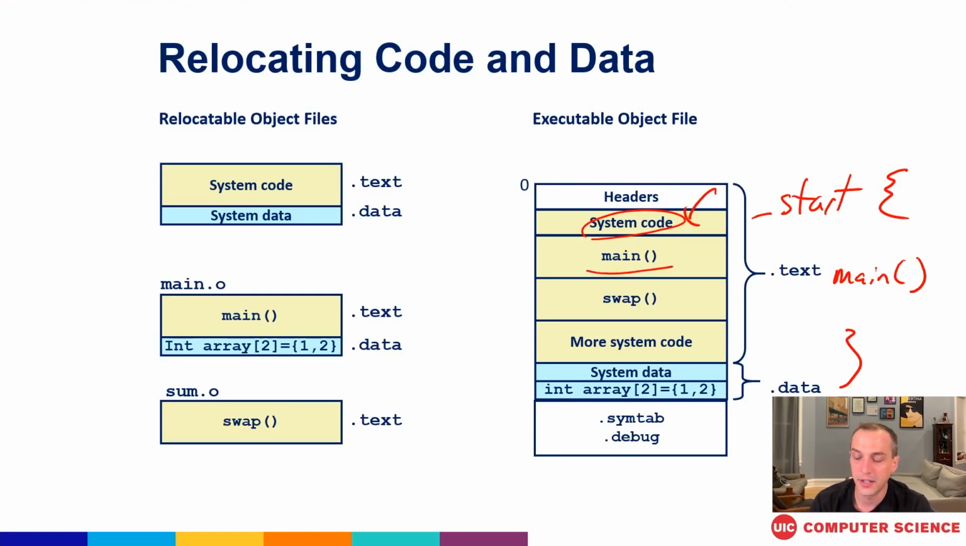So this main function here isn't special in any way different than swap or sum or any other function that you've written and included into your file. It just so happens that the system code that gets included into your program is calling this function main. It has this reference to main.